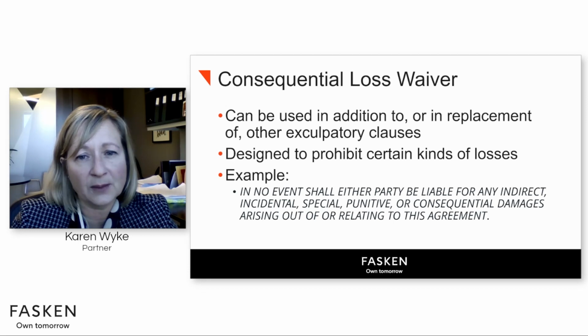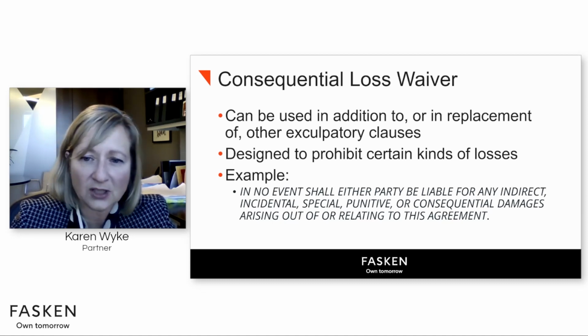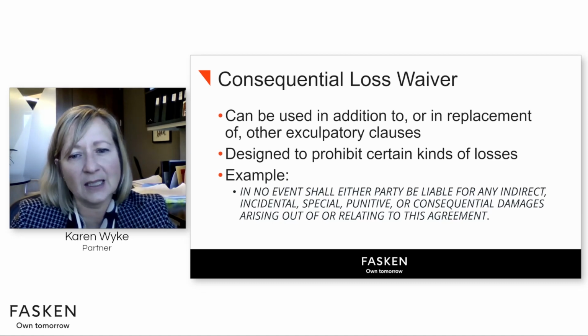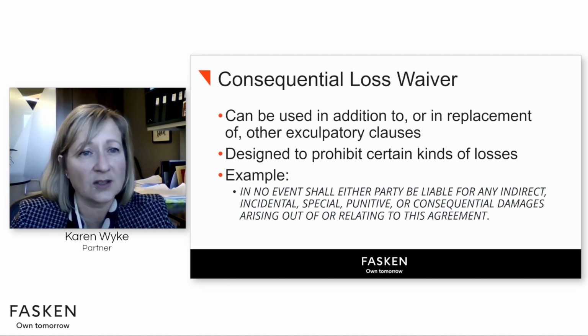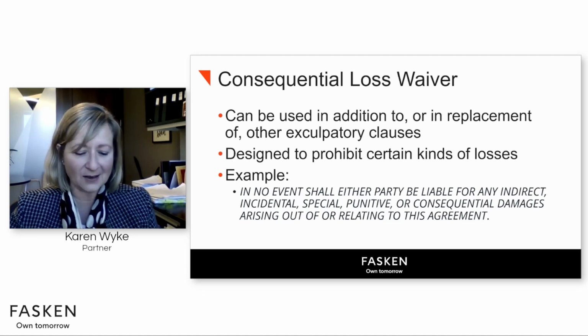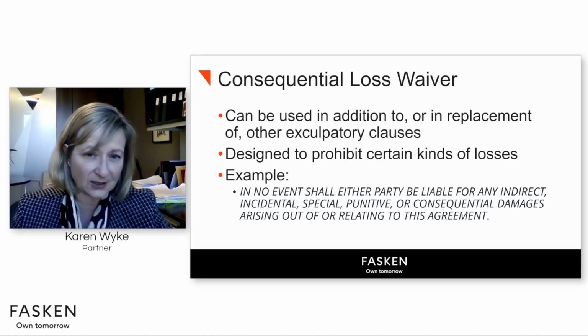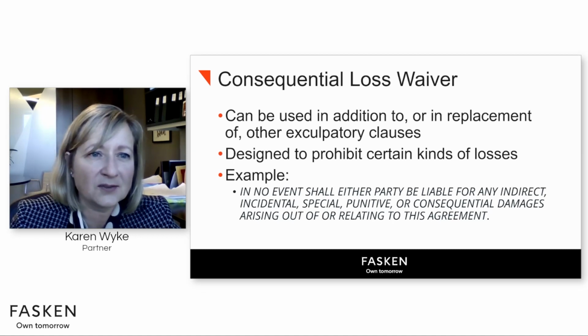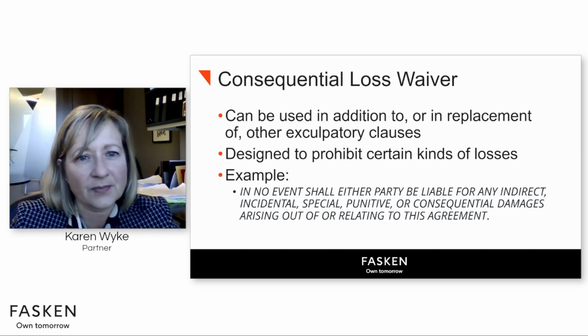They are designed to prohibit certain kinds of losses, as I mentioned, and we've all seen them. They generally look like the example there, and you'll note that they waive indirect, incidental, special, punitive, or consequential damages arising out of or relating to this agreement. The most typical language I see would just be indirect or consequential loss. Sometimes special is thrown in there also. So you know your contract has one if it includes those kinds of terms. Next slide.